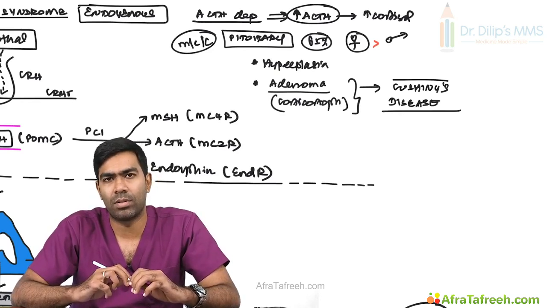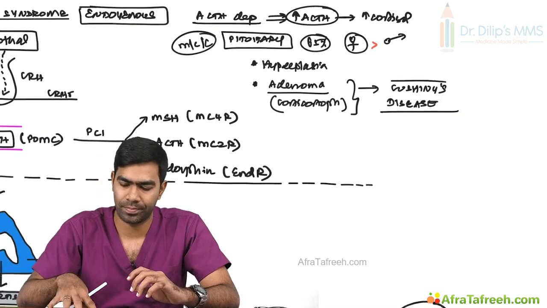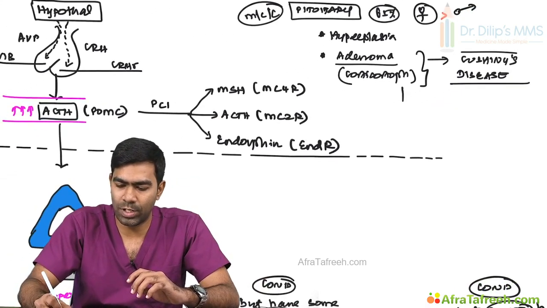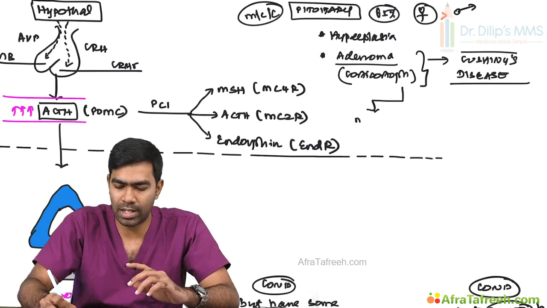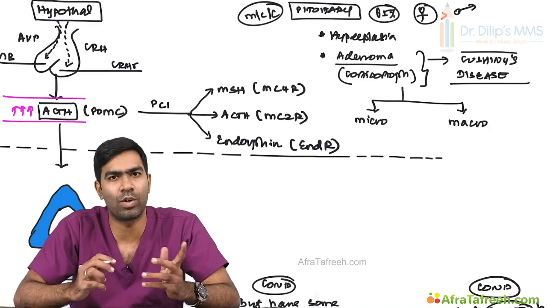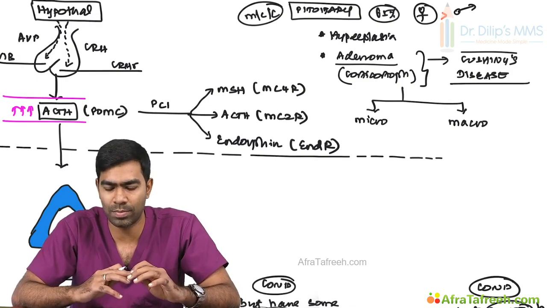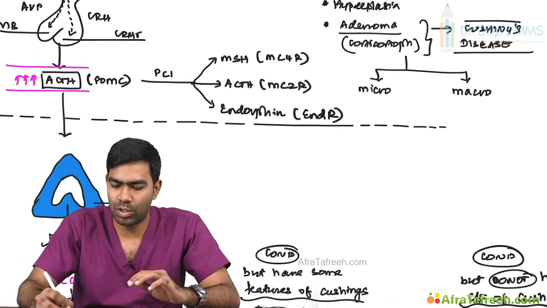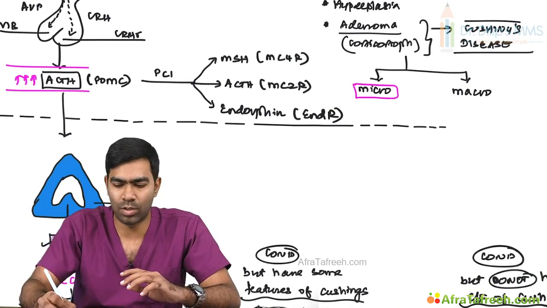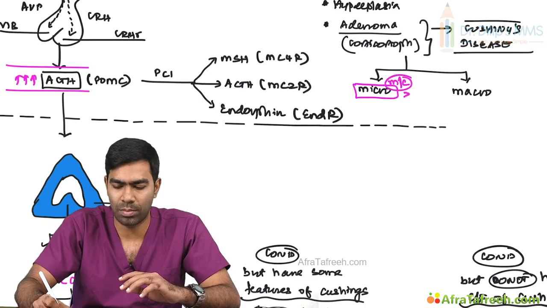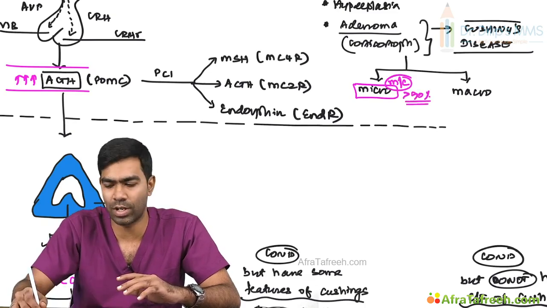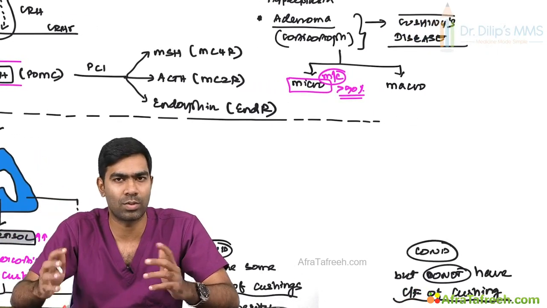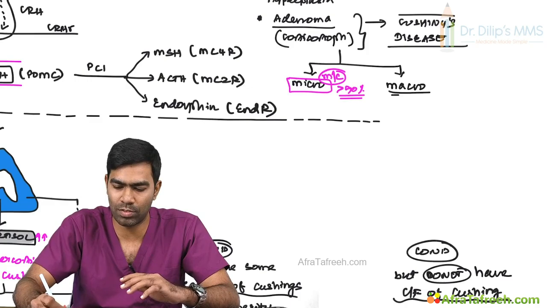ACTH producing pituitary adenoma causing Cushing syndrome is what we refer to as Cushing's disease. So this pituitary adenoma producing ACTH can be either a microadenoma or a macroadenoma. We know microadenoma means those pituitary adenomas that are less than 1 centimeter in size, and macroadenomas means those pituitary adenomas that are more than 1 centimeter in size. If they ask you which adenomas are common with respect to Cushing syndrome, the microadenomas are more common compared to macroadenomas. More than 90% of the cases of pituitary adenomas will be microadenomas, especially with regards to Cushing syndrome and Cushing's disease. Macroadenomas will be less common.